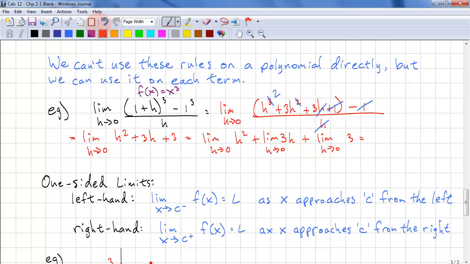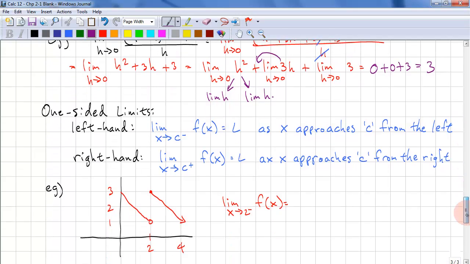And we can use the constant multiplier rule, pull that out, and we know the limit of h as h approaches 0 is 0. And here we're using the constant rule. So this is 0 plus 0 plus 3, and that's just 3. We can use the power rule here, or we can just use the product rule. This is the limit of h times the limit of h, and both of them are as h goes to 0.